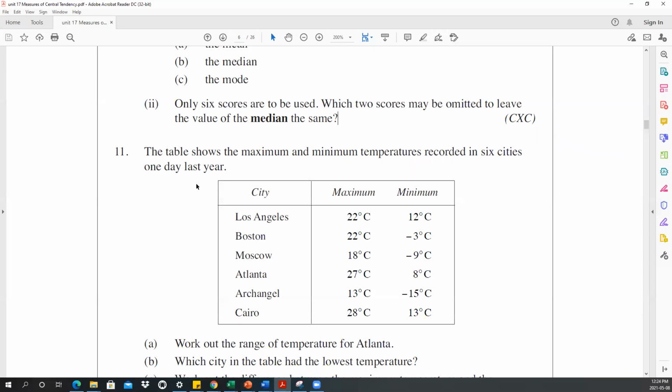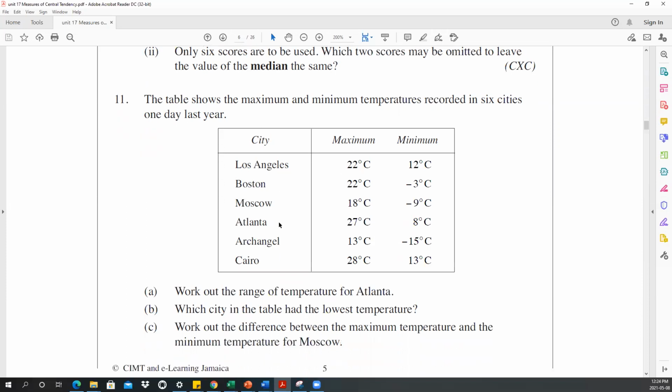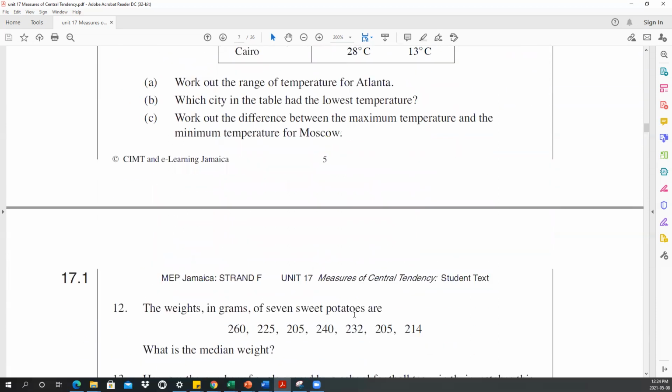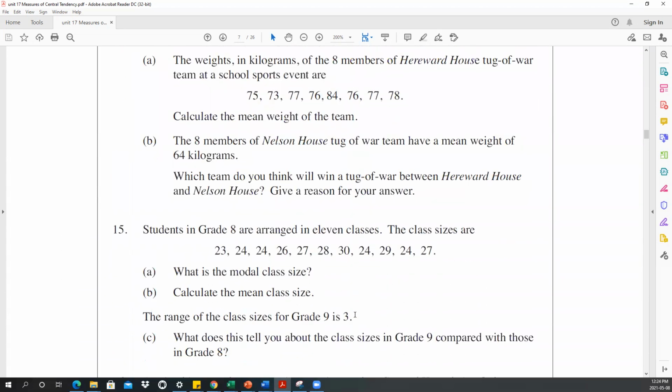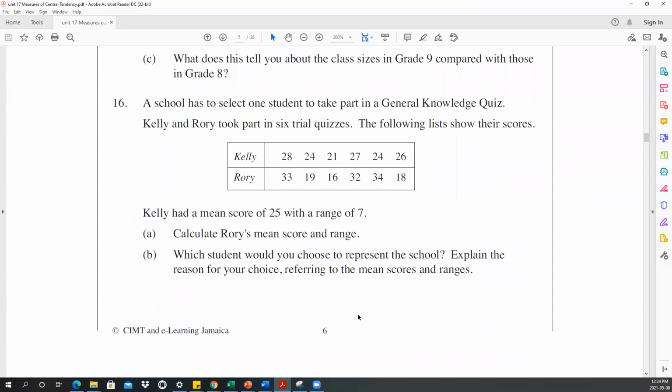Next one, the table shows the maximum and minimum temperatures recorded in 6 cities one day last year. Work out the range of temperature for Atlanta. So the range is just the difference between the highest and the lowest. Which city in the table had the lowest temperature? Let me see, low temperatures. So we have negative 15 degrees Celsius. So this is Archangel. Work out the difference between the maximum temperature and the minimum temperature for Moscow. So nothing really going on here. It's the same thing over and over.